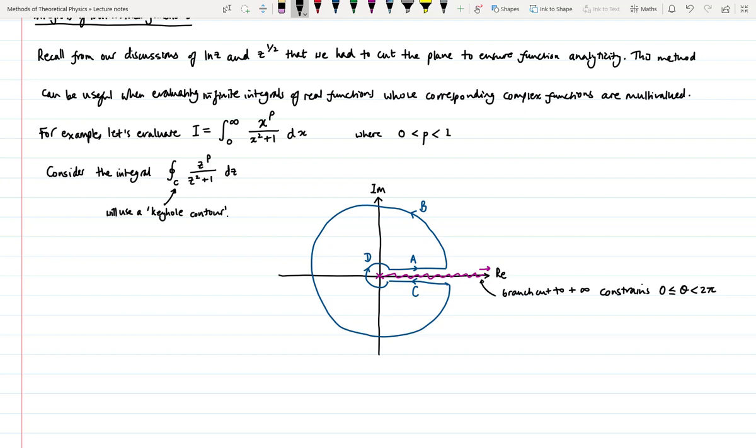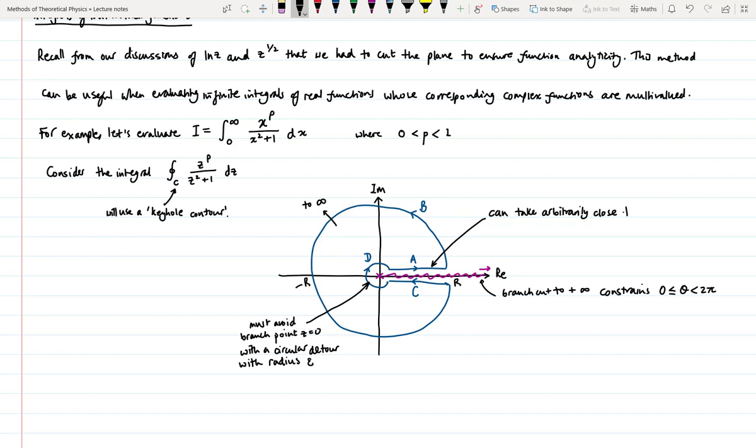I'm going to make a couple of notes on this diagram. So we have minus R and R, and we're going to be taking this to infinity eventually. I'll note here that we must avoid the branch point z equals 0, and that's done with a circular detour with radius epsilon. And the last thing I'm going to note on this diagram, which is extremely important for multivalued functions, is here we can take this path A arbitrarily close to the real axis.